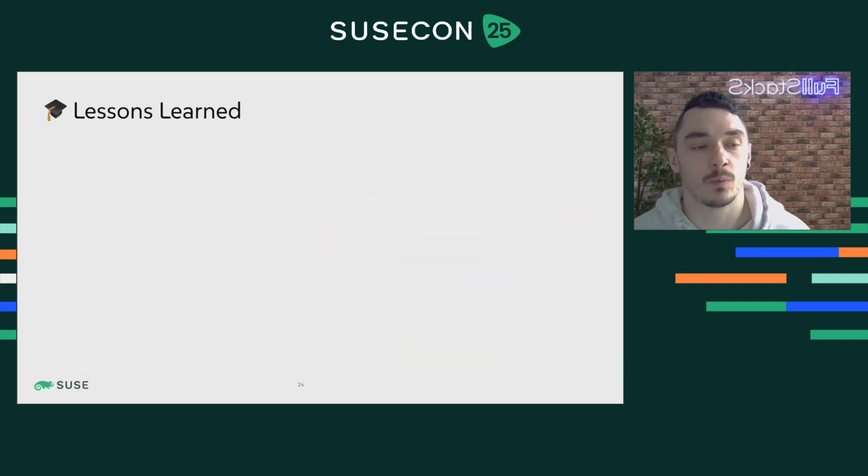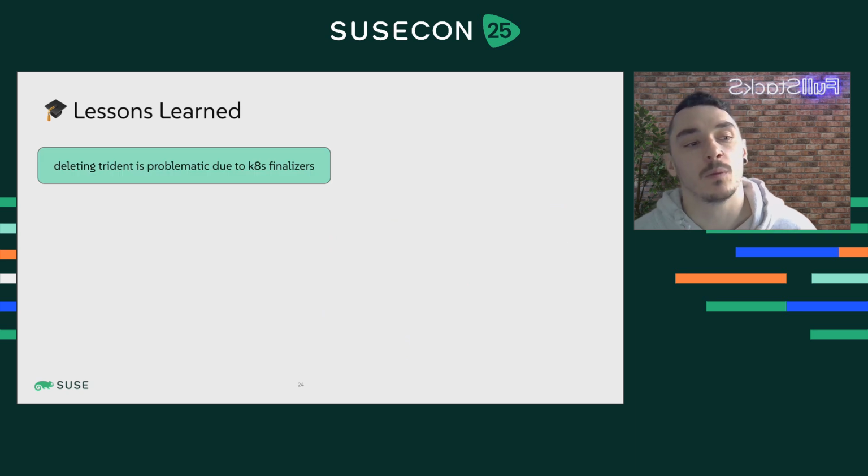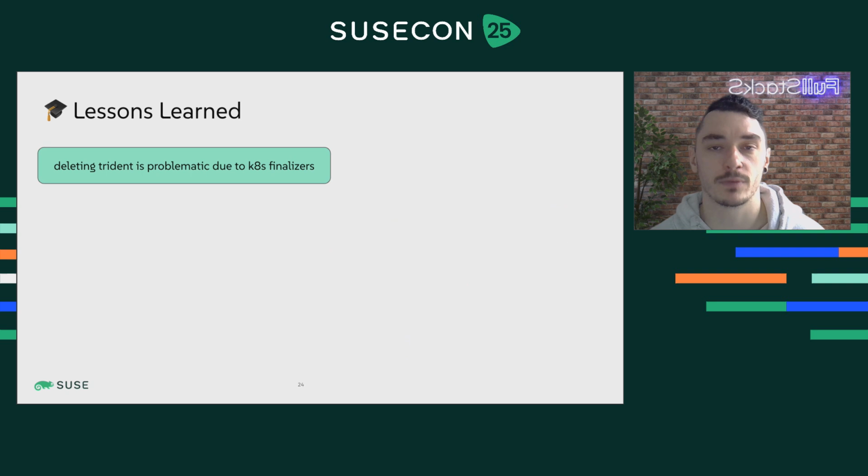All right, now which lessons did we learn? Well, one of the lessons we learned is that if you install the Trident operator and all its configuration in the same namespace, and you just want to get rid of the namespace at all, you will run into problems with the finalizers, which is perfectly fine Kubernetes design-wise, but still we had some problems there.